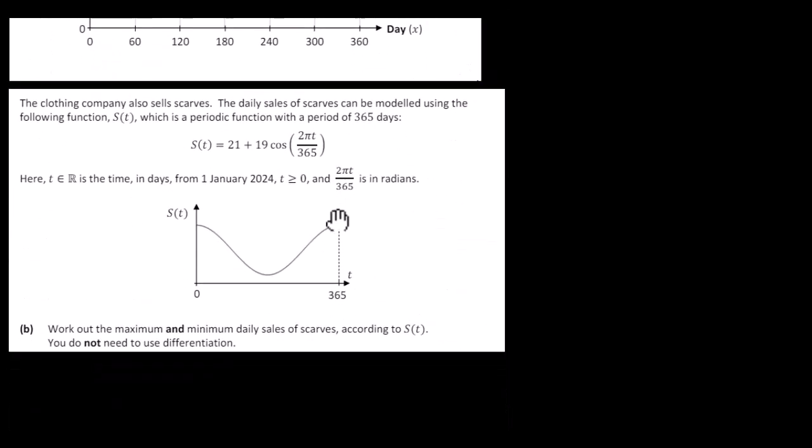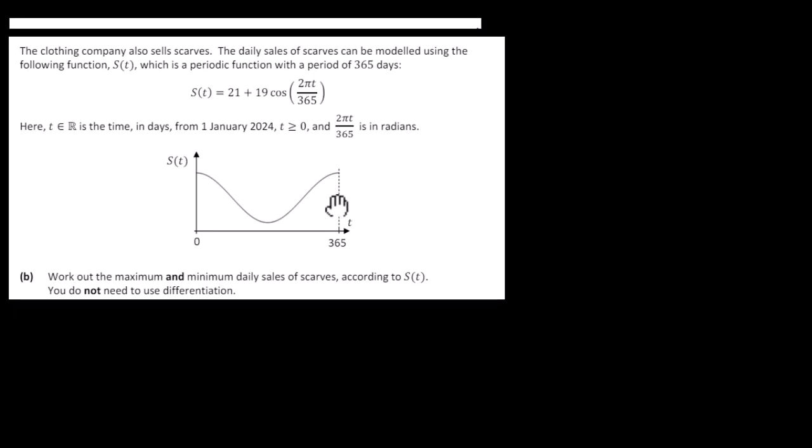Now, in part B, the clothing company also sells scarves. The daily sales of scarves can be modeled using the following function s of t, which is a periodic function with a period of 365 days. So this is our function here: 21 plus 19 cos of 2 pi t over 365. t is real, and it is the time in days from the 1st of January 2024. t is positive, and 2 pi t over 365 is in radians.